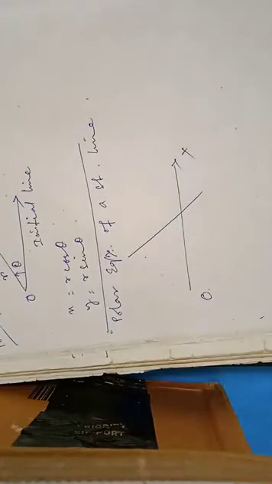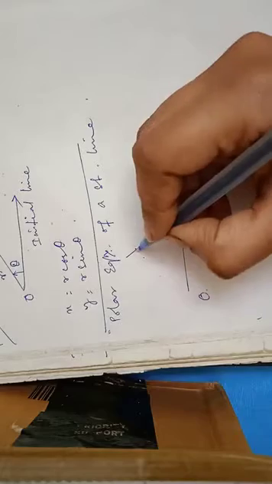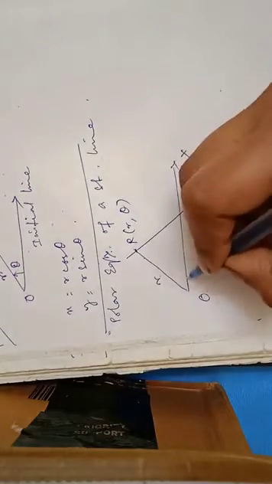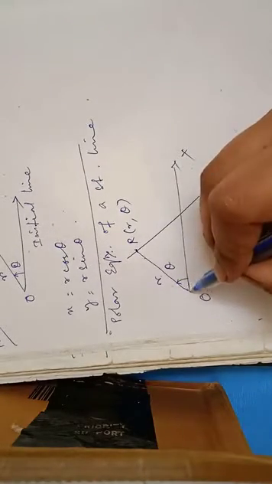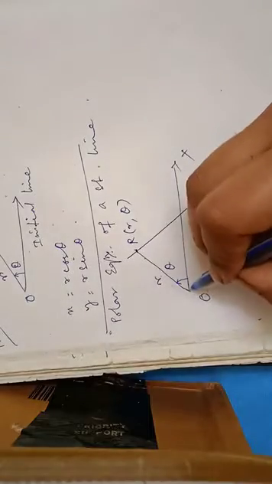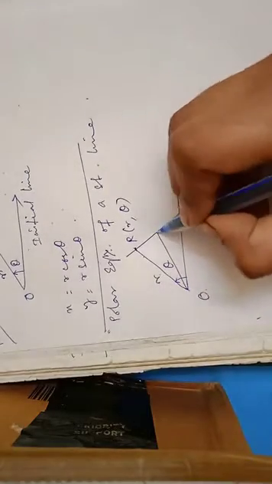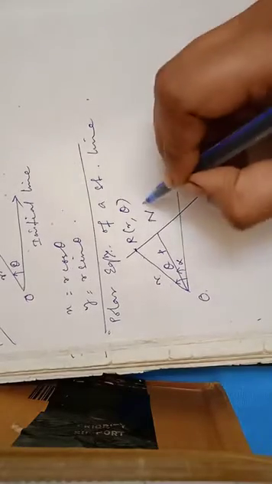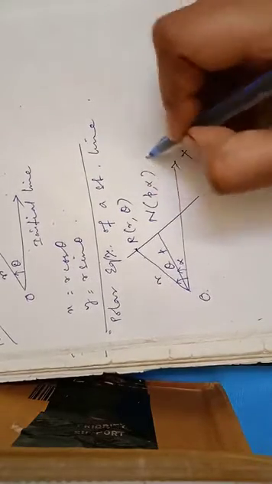Suppose this is O, the pole, and this is the initial line OX. This straight line, we want to find its polar equation. So we will choose one point, suppose r comma theta, then this length will be r and this angle will be theta. Then from the pole we draw a perpendicular to that line, naming the foot N. Suppose this length is p and this angle is alpha, then its coordinate will be p comma alpha.